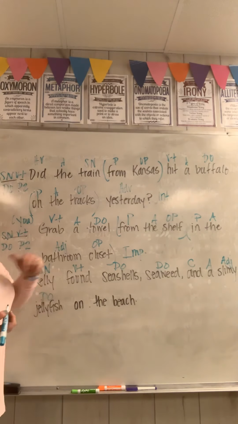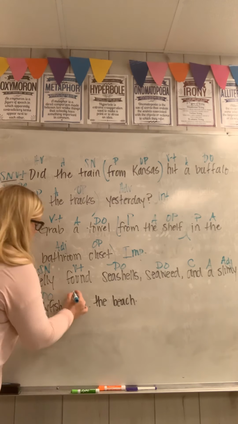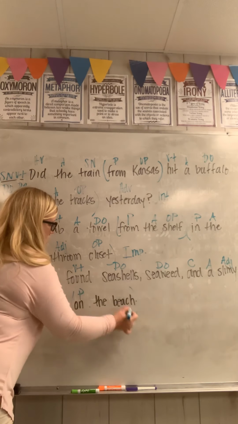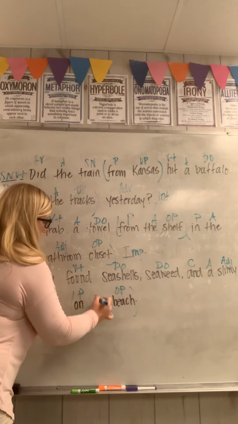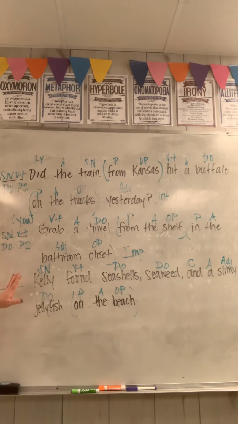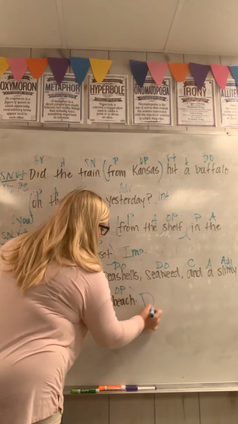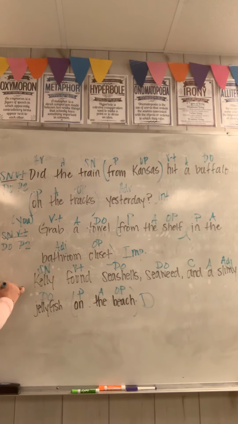And then on the beach. Remember we said on was a preposition. On what? The beach. And the is your article adjective. This sentence is a declarative sentence. It's just a statement. So we're going to put D for declarative. Subject, noun, verb, transitive, direct object, pattern 2.